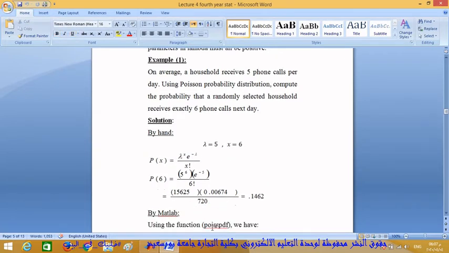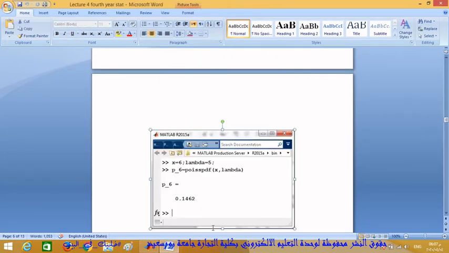By MATLAB, we will use the function poisspdf. So P of 6 equals poisspdf of x and lambda, where x equals 6 and lambda equals 5. So the probability is 0.1462, the same as calculated by hand.